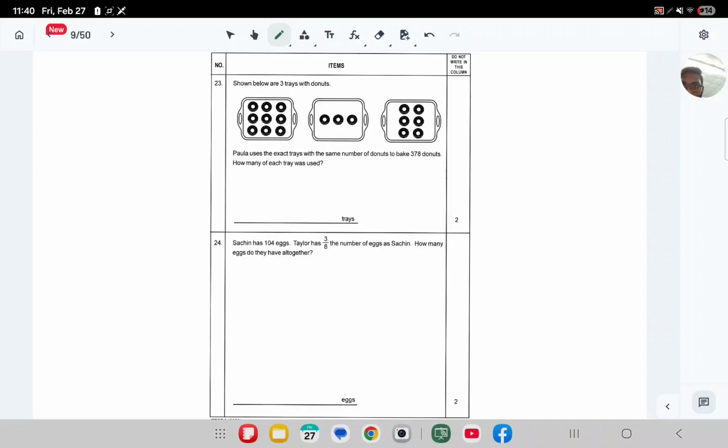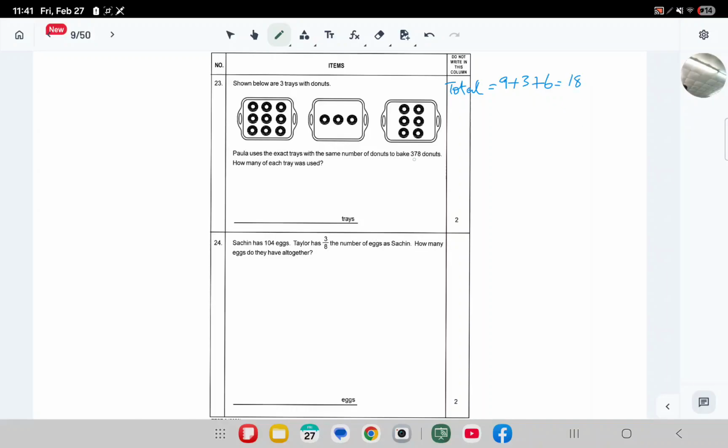Number 23, shown below are 3 trays with donuts. Paula used the exact trays with the same number of donuts to bake 378 donuts. How many of each tray did she use? So we need to find out the total per tray. So the total per tray would be 9 plus 3 plus 6, which will give us 18.